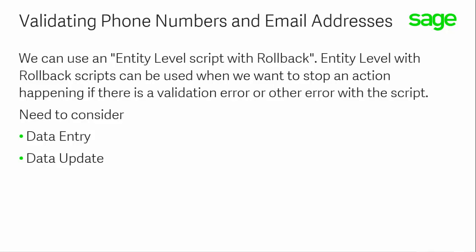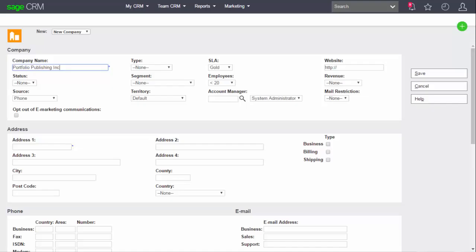So that would allow us to use an entity level script with rollback, used when we want to stop an action happening if there's a validation error or error within the script associated with data entry or data update for this complex type of screen.